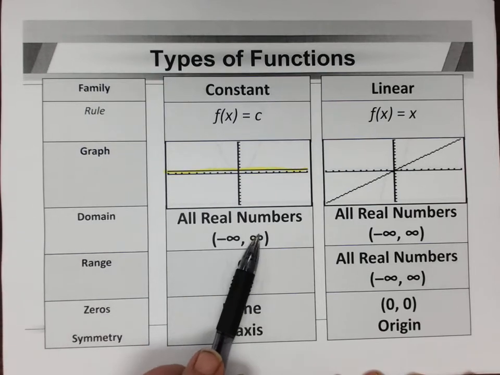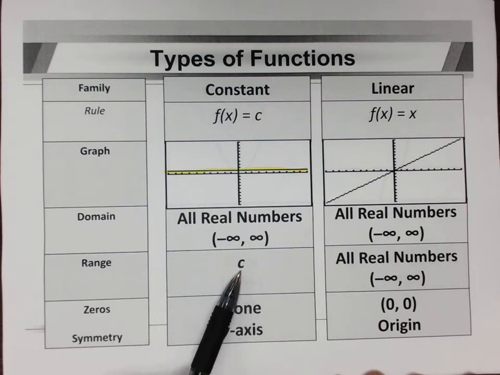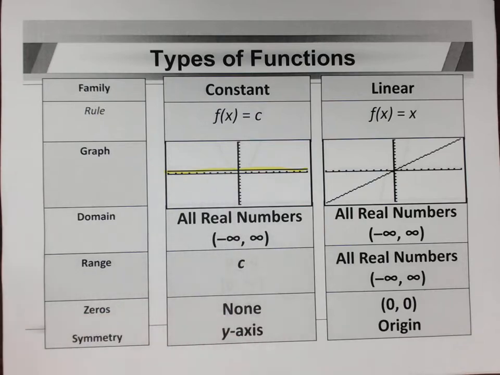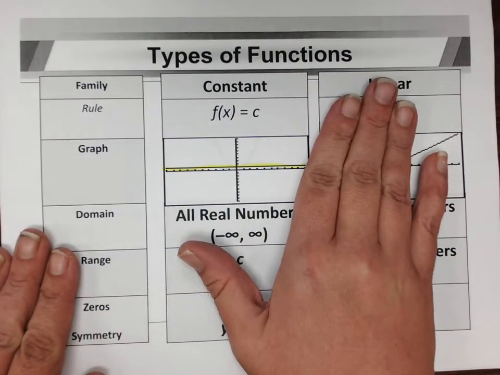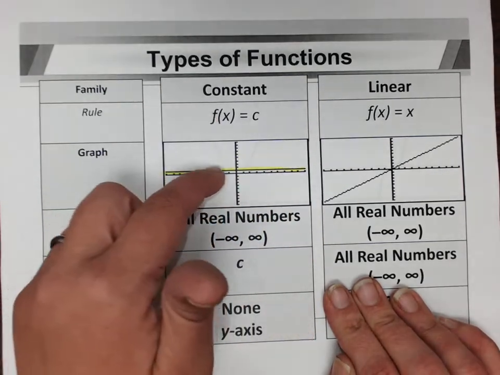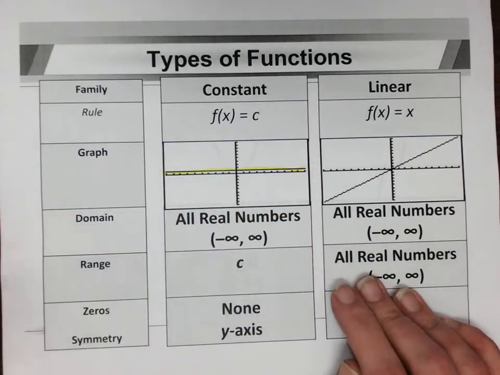Its domain is all of the real numbers, right? So negative infinity to positive infinity. Its range, it only has one possible y value, so its range will just be this value c. It has no zeros. It never crosses the x-axis. And it's what we call symmetrical to the y-axis, meaning that if I were to cover this, I could hold up a mirror and it would be identical on this side, right? I could reflect this half onto this, and they would be the same line.